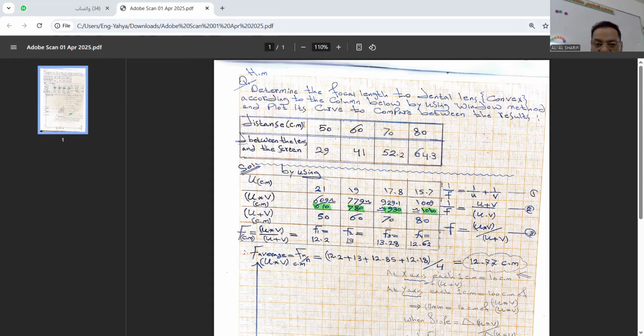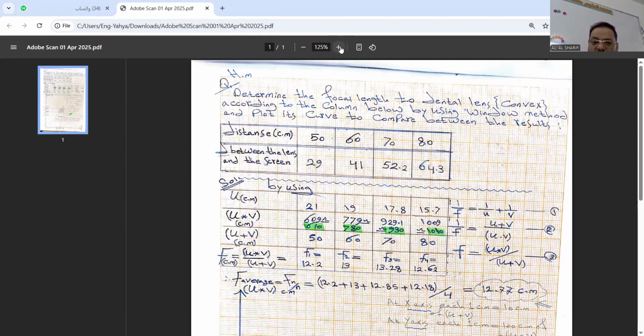Okay, we have two columns: the distance, and the deflection between the lens and the screen. All of these results are in centimeters. Let me increase the screen a little bit. It's better now.